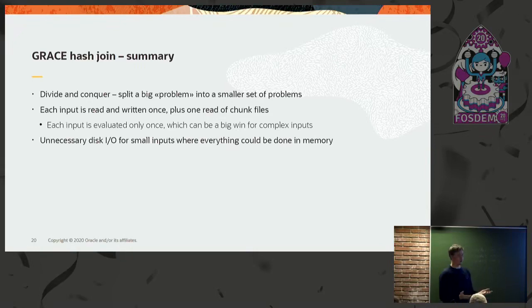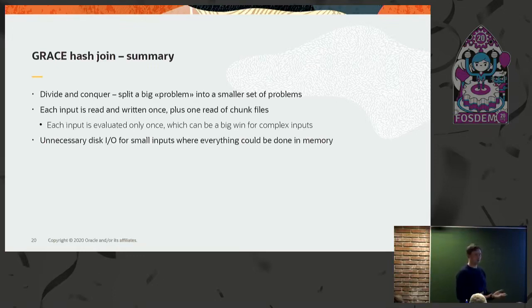Each input is still read only once, but you have to write it out to chunk files and read these chunk files back again. There are two things to note here. One thing is that you compute each input only once. By that, you can think that each input to the hash join can be a more complex subtree. It can be another join or anything. By writing these out to chunk files, you can compute the subtree only once. And when you read the files back, it's pre-computed, right?